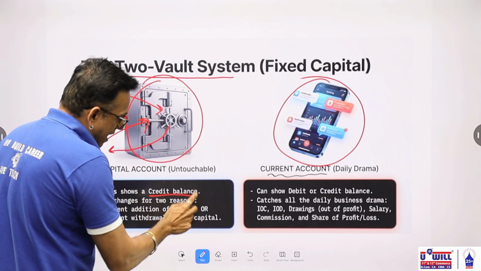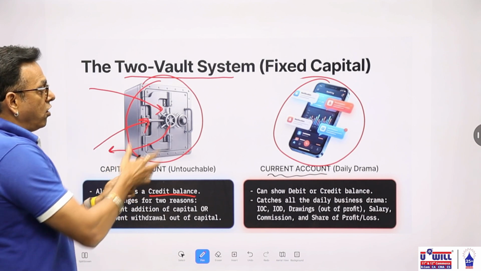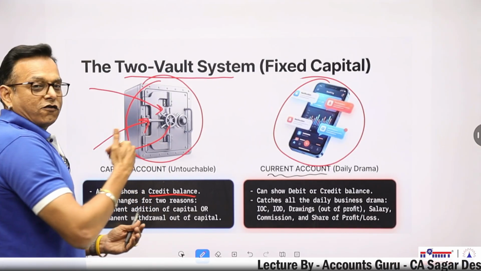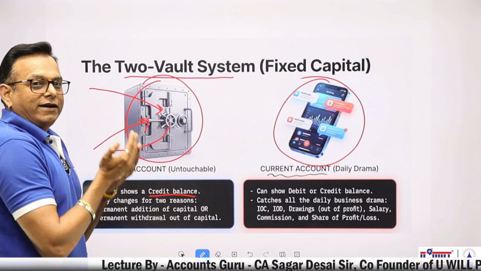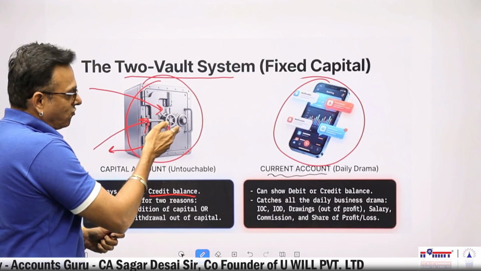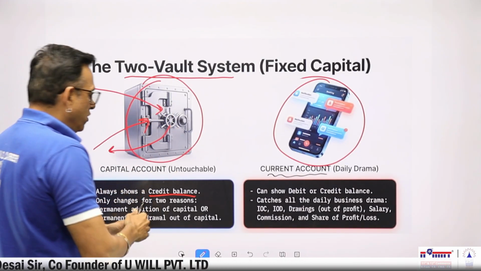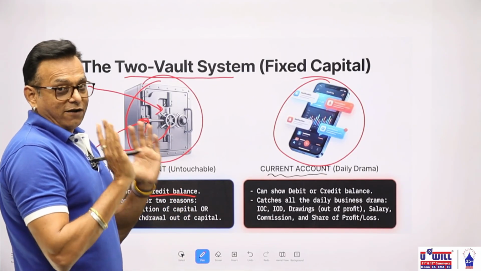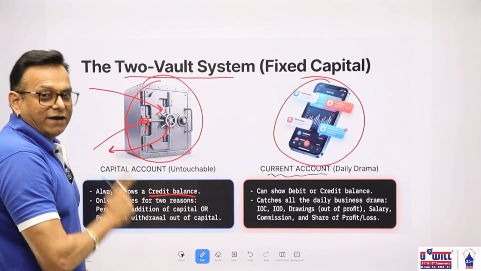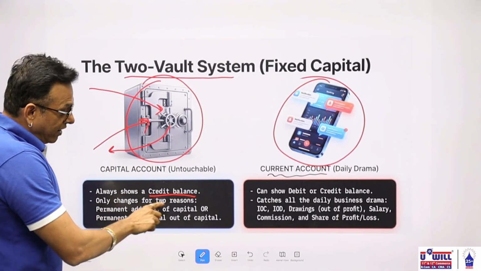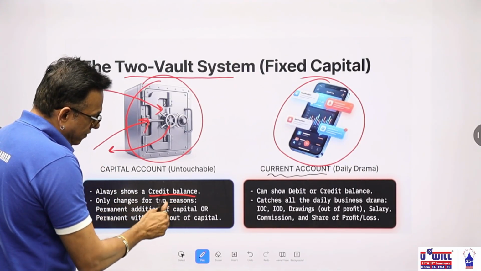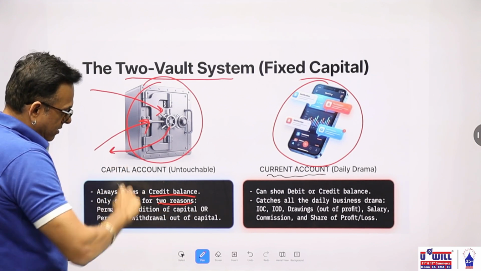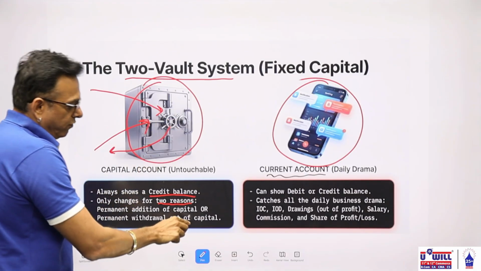Now, what are the characteristics when we go for maintenance of capital under fixed capital method? Always shows a credit balance, because can you withdraw more than what you have kept in this vault? No, that's not possible. You cannot spend more than what money is there in your pocket in cash. Similarly, what all cash you have put in over here, you cannot withdraw more. So it will generally show a credit balance, or there can be a zero balance. That's possible, but it can never be a debit balance. Then it only changes for two reasons. What are the two reasons? Permanent addition of capital and withdrawal out of capital.